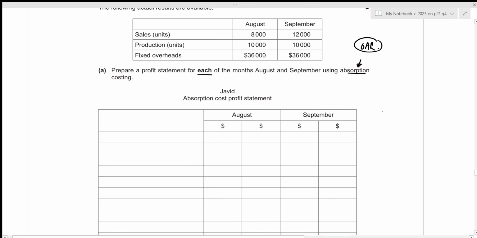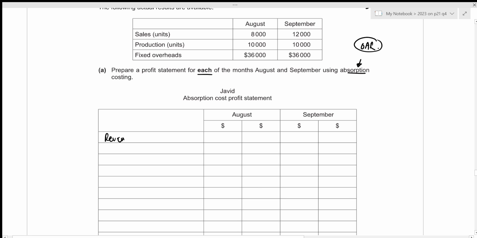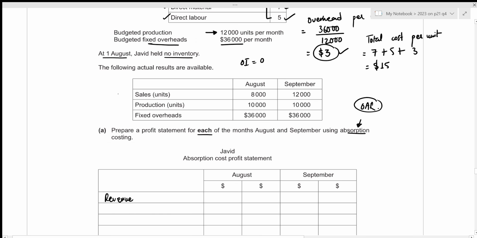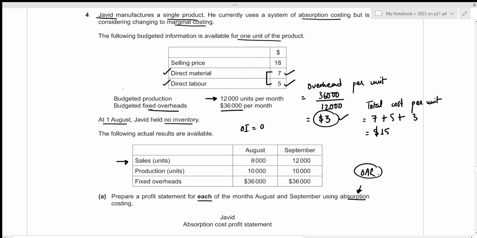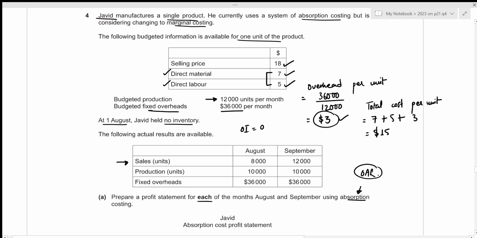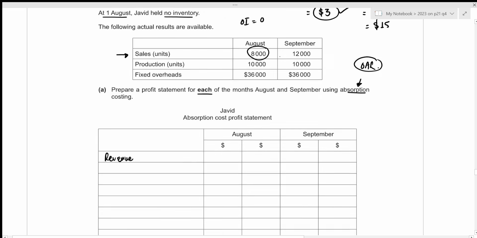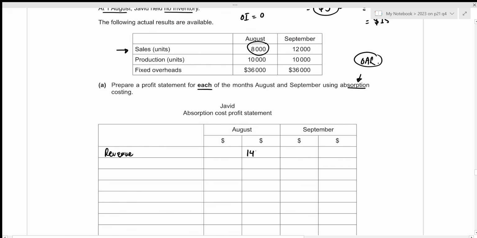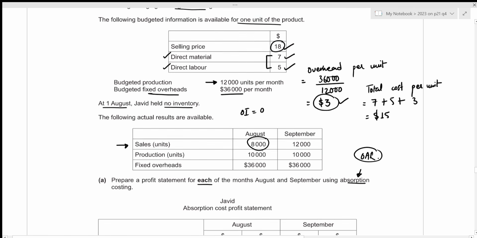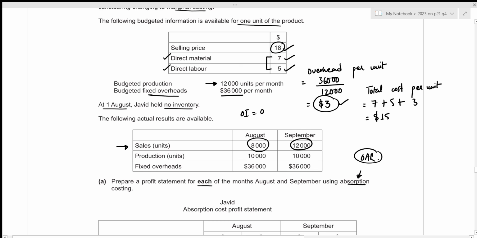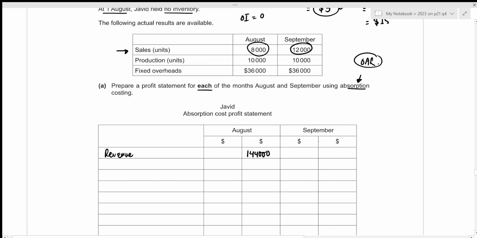Okay, let's start with our profit statement. So this is similar to our statement of profit or loss. So we start with our revenue. And the calculation of revenue is pretty simple. We just need to multiply the sales units given by the selling price per unit. So for the month of August, that is just going to be 8,000 times 18, which results in 144,000. Then for the month of September, that's going to be 12,000 times 18, which results in 216,000.